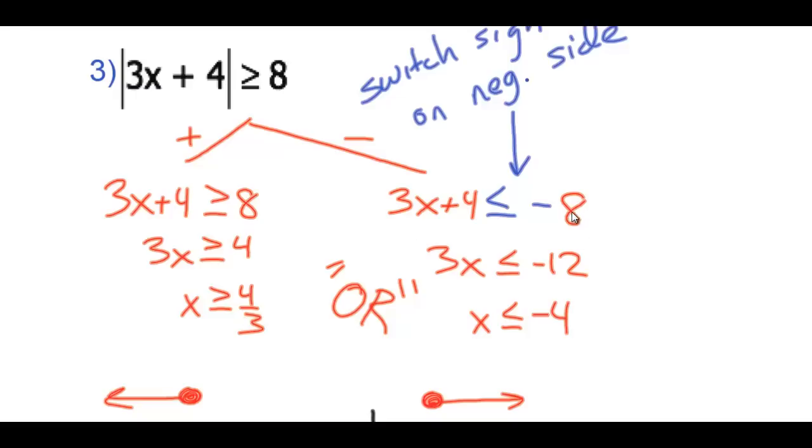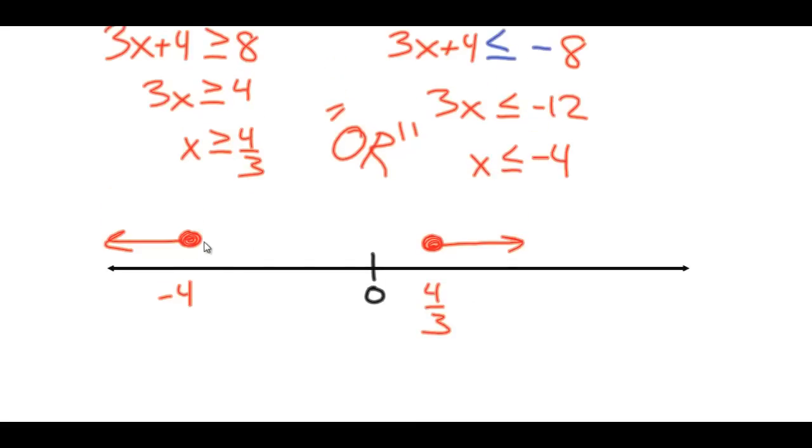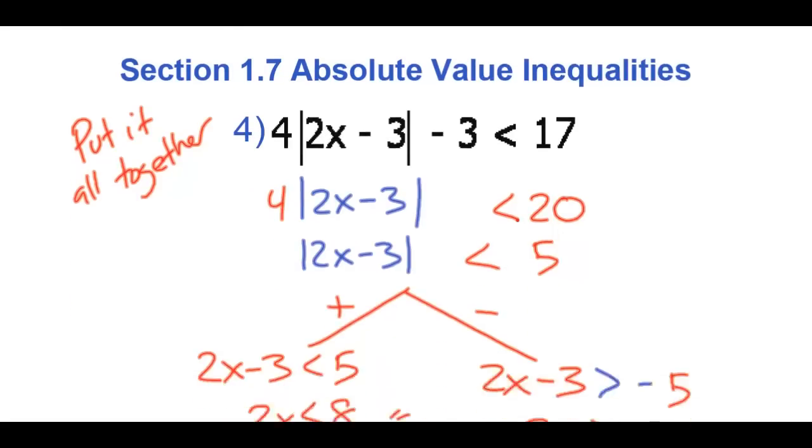And then obviously you solve them both independently, and we get two values: when numbers are less than -4 or greater than 4/3 over here. Okay, notice it looks like an OR graph where the two sets of answers repel each other. All right, let's take a look here again.